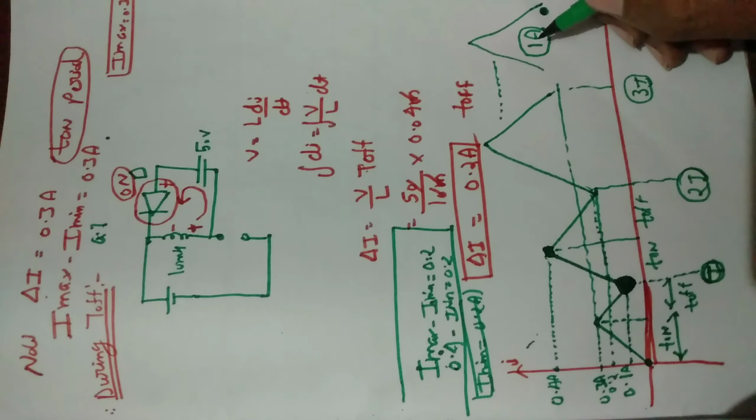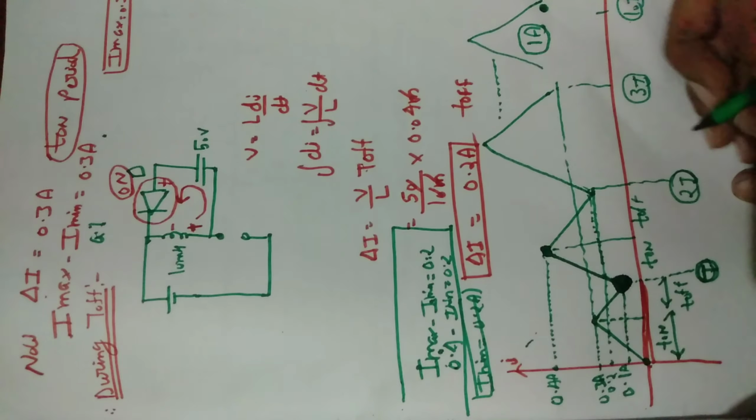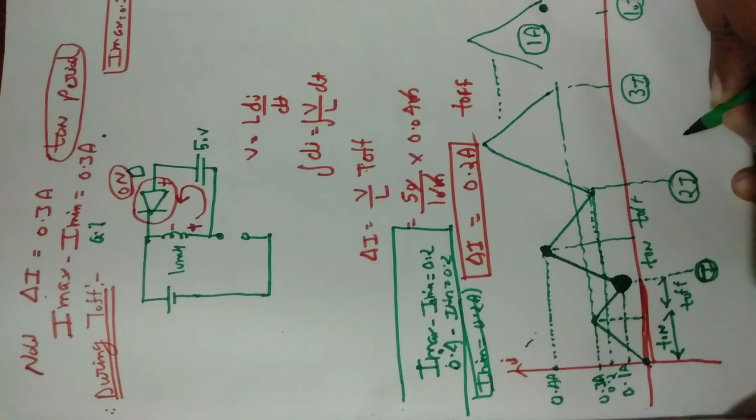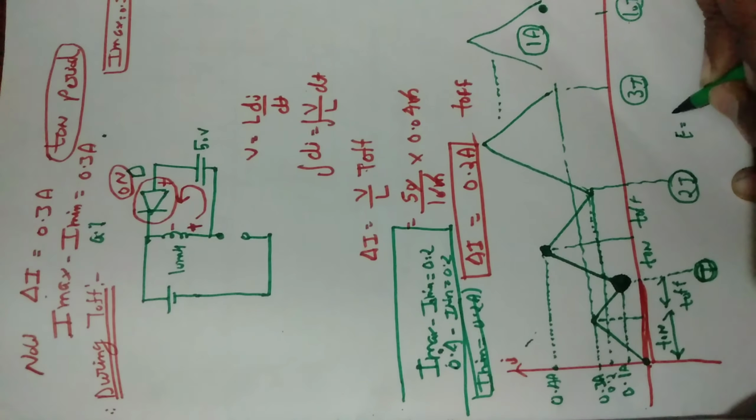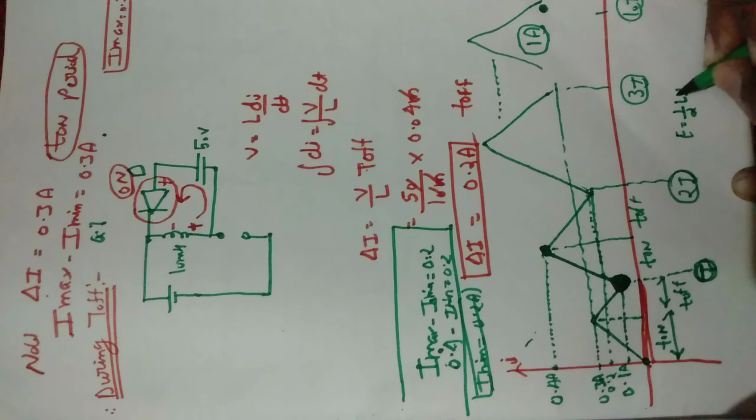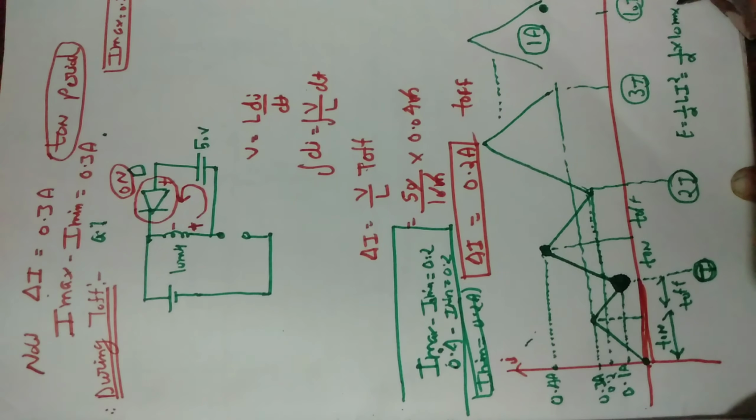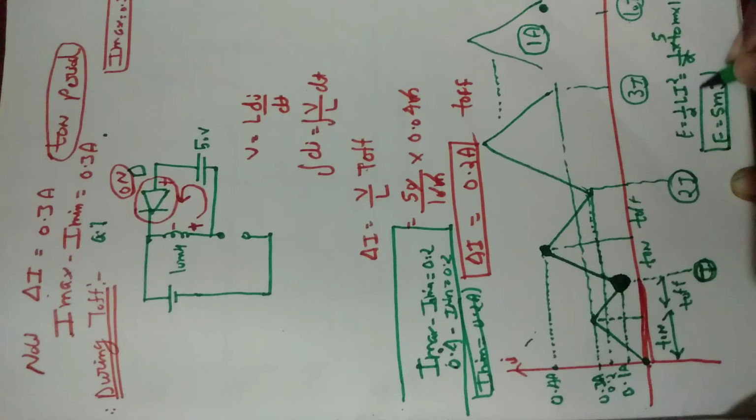After that we have to calculate the energy. We know that the formula of energy stored in the inductor is E equal to half L I square. So half, the value of L is 10 millihenry, the value of I is 1 ampere squared. So 2 fives are 10, E equal to 5 millijoule is the answer of this question.